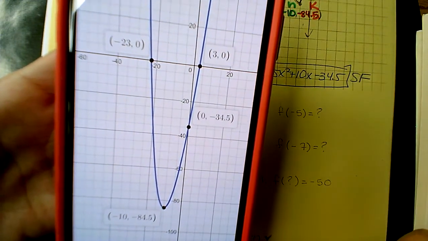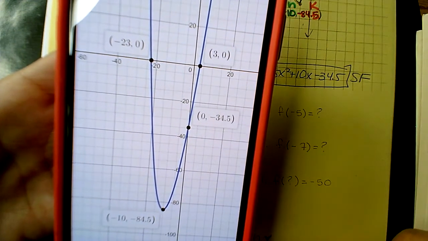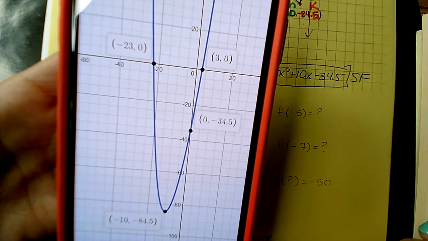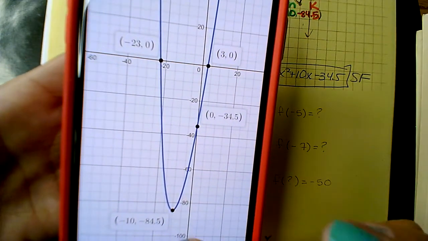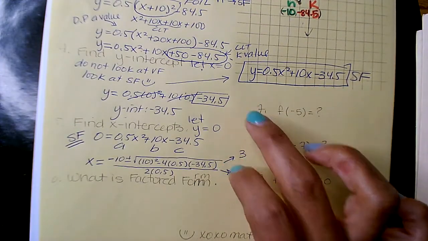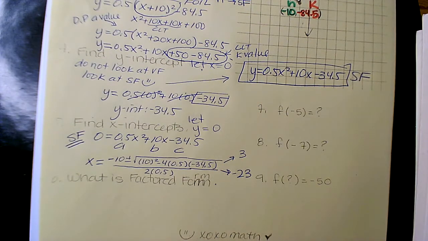So the quadratic formula gives you x-intercepts. And so there are my points. There's my vertex, there's my y-intercept, there are my x-intercepts, and this is just how you found them.